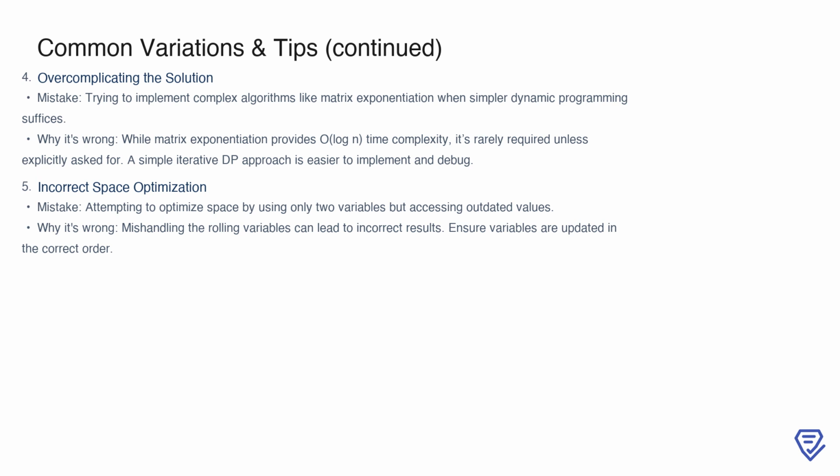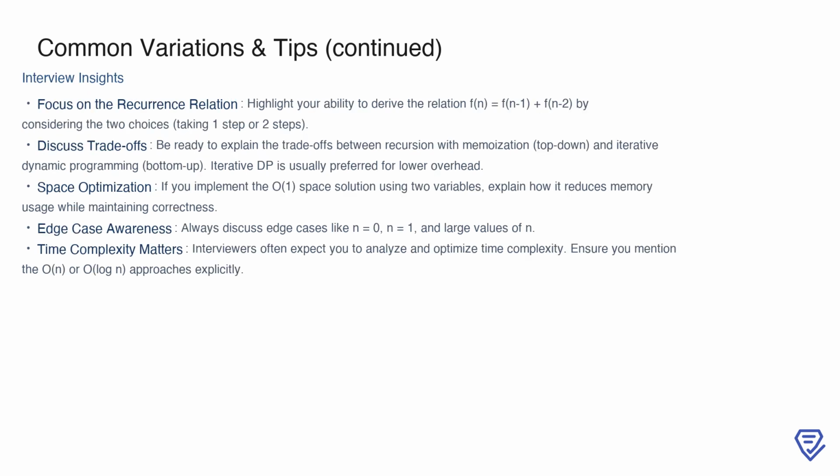Additionally, incorrect space optimization is another pitfall. While reducing space usage to just two variables is a great optimization, mishandling the updates to these rolling variables can lead to errors. It's critical to carefully track and update the variables in the correct order to ensure the solution remains accurate.